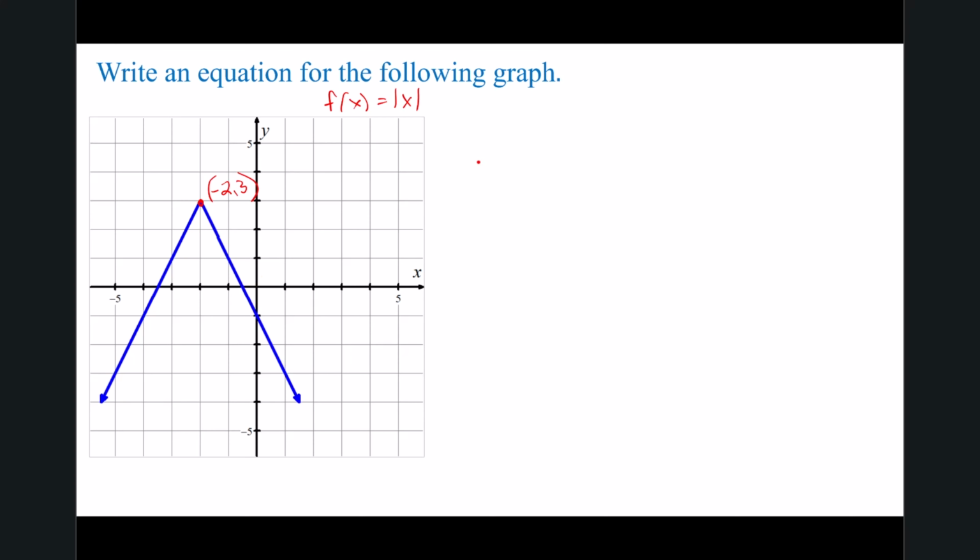So when I write my equation for my new function, I know that inside the absolute value, I'm going to have an x plus 2. And I know I moved up 3. And then I have some kind of vertical stretch here. Let's see what that is. I have a point right here at 0, negative 1. So if I put an a in front of the absolute value and I need to find what that a value is, I know when x is 0, y is negative 1.